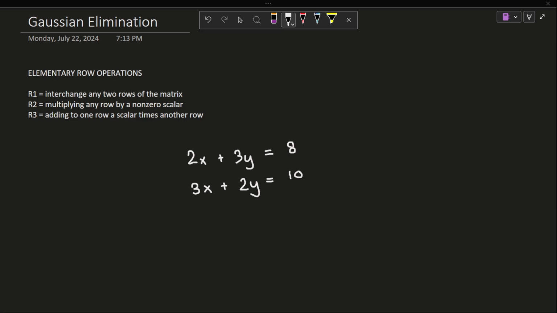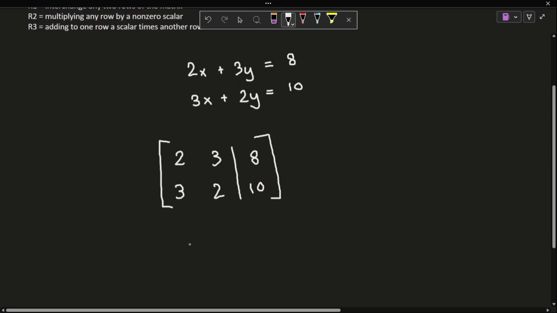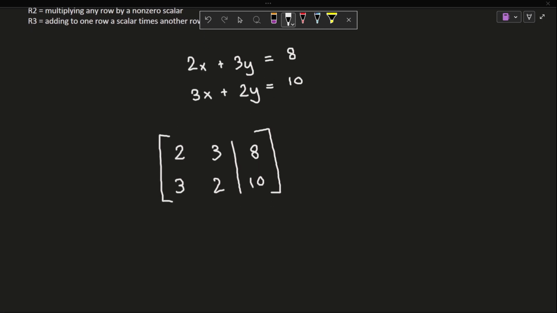So let's first do step 1, which is constructing our augmented matrix. The augmented matrix, as we covered in the previous episode, would look something like 2, 3, 3, 2, 8, 10. And remember, an augmented matrix is that combination of two matrices separated by a partition. And so this is our augmented matrix for this particular problem.